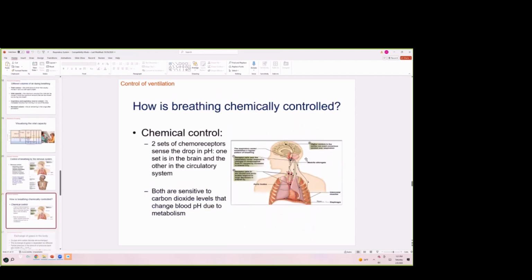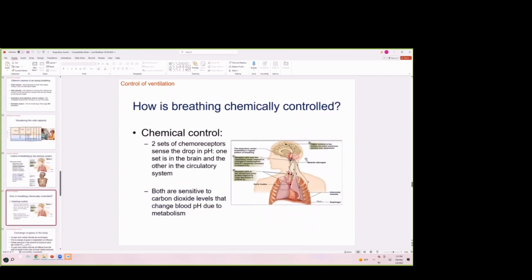And then I said there are also chemical controls, because when we have situations where there is a high amount of carbon dioxide in the blood, carbon dioxide will combine with water in the plasma to form carbonic acid. Acids will cause the pH in the blood to reduce, and receptors that sense this would now enable the place in the brain to send more impulses for us to breathe.